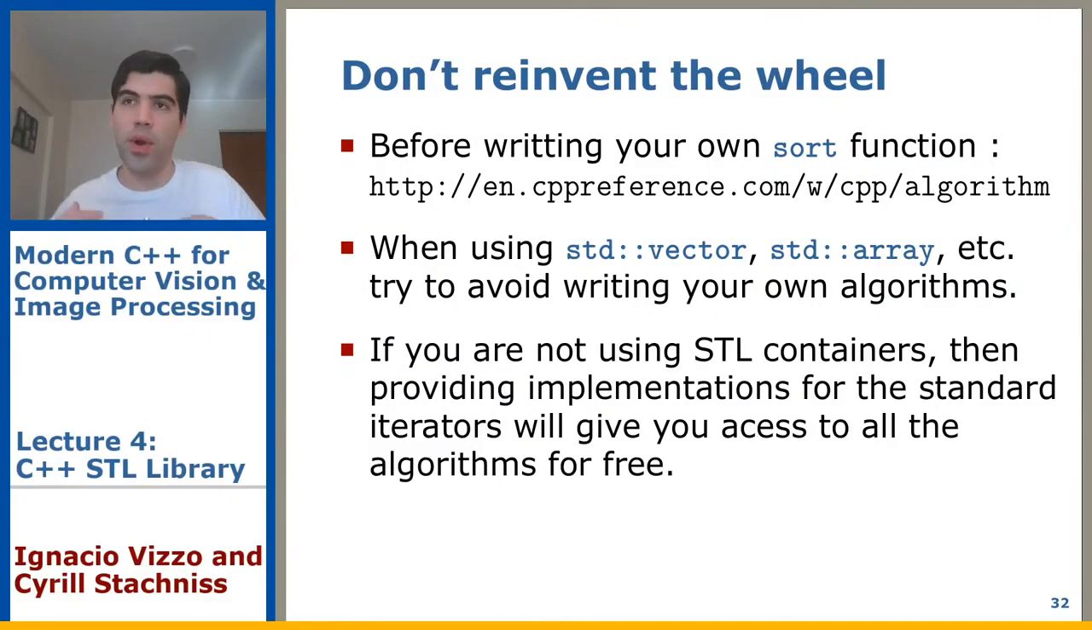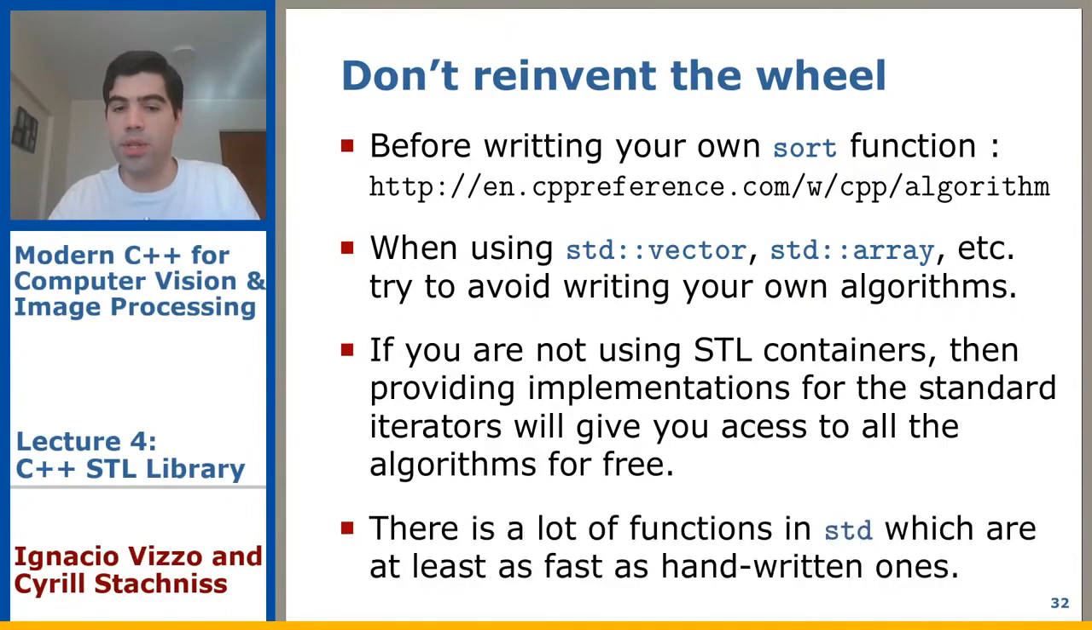So you don't need to rewrite a sort function, even if you have your own data container, like, I don't know, my container or whatever, you name it. If you provide iterators for accessing this container, then you already have all this functionality for free. So it's really important.